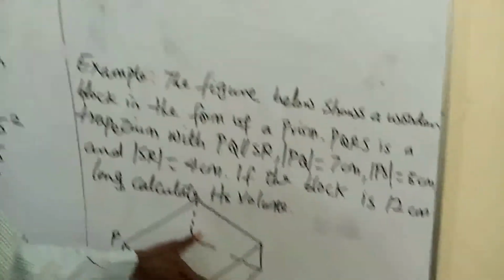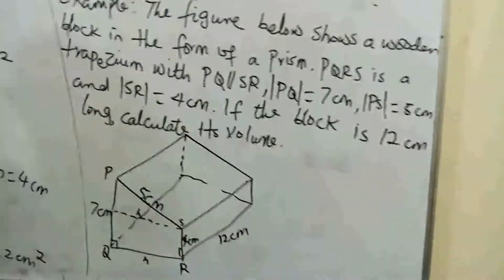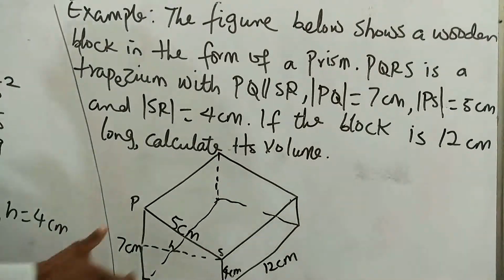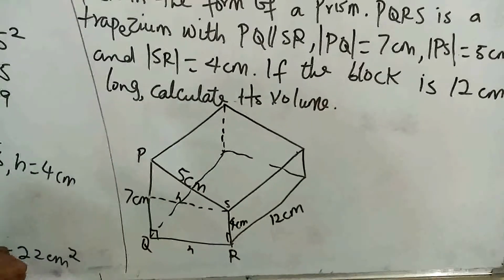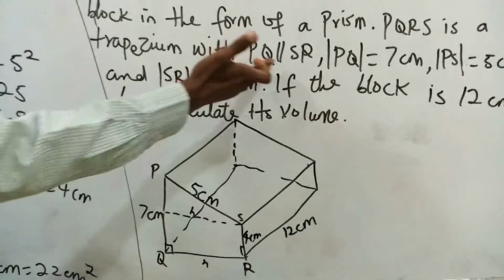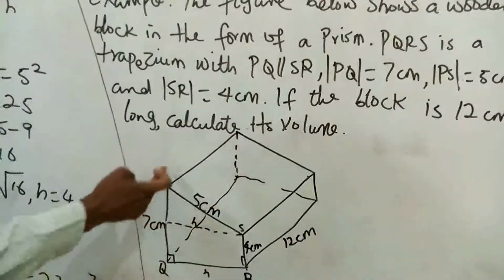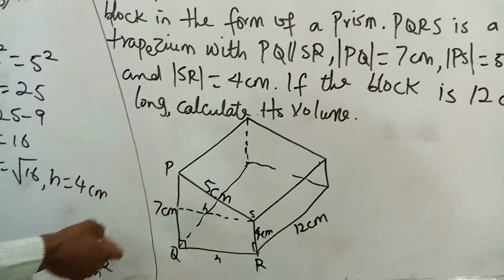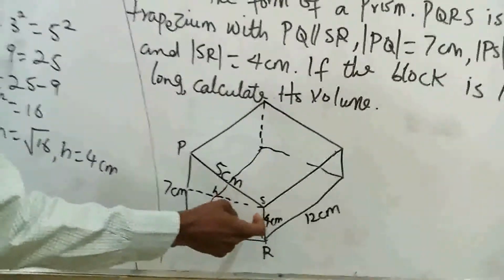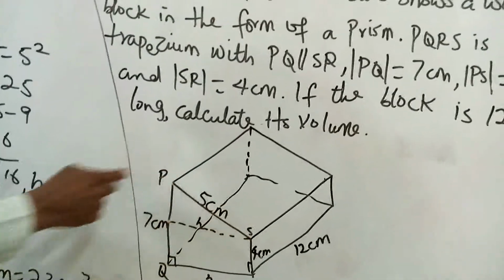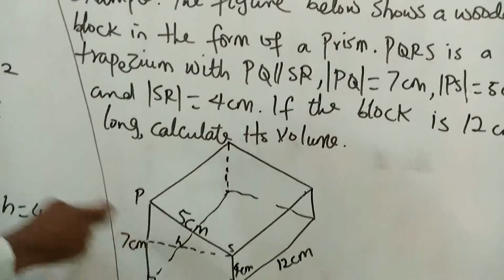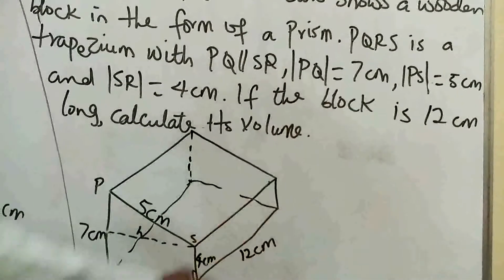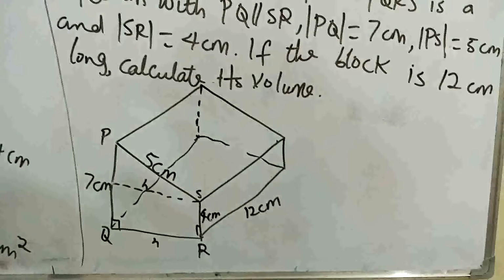Let's run over it again. We have a figure on the board. We say that the figure below shows a wooden block in the form of a prism. PQRS is a trapezium. The base is a trapezium. And we are told that PQ is parallel to SR. Line PQ has a length of 7 cm. PS is 5 cm. And SR is 4 cm. The block is 12 cm long. Then we have to calculate its volume.